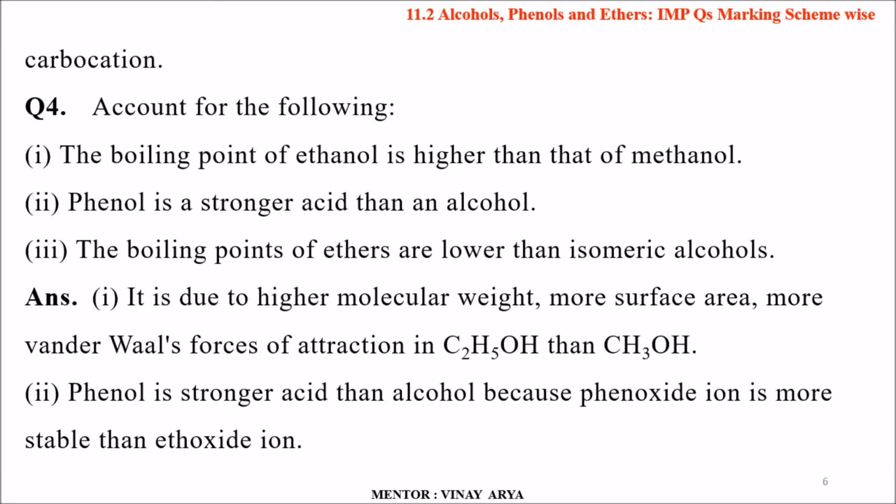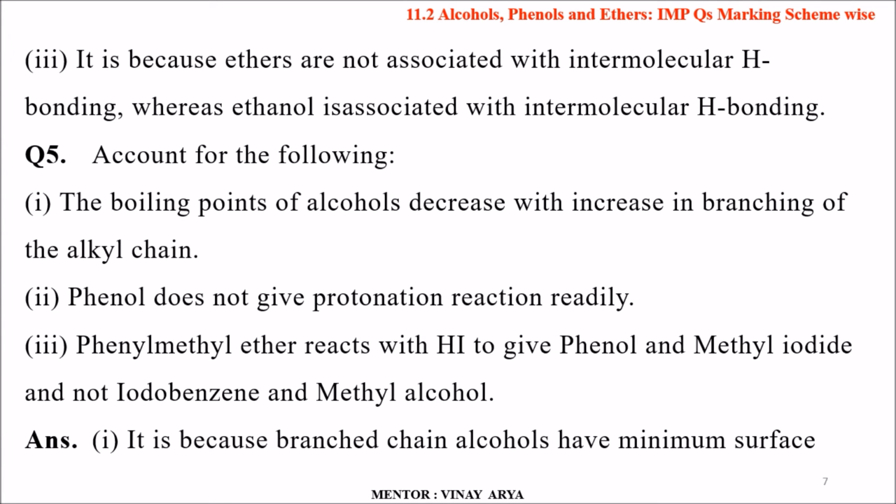So the answer to the first part is due to the higher molecular weight, more surface area, and more van der Waals forces of attraction in C2H5OH than CH3OH. Second, phenol is a stronger acid than alcohol because the phenoxide ion is more stable than the ethoxide ion. Third part is because ethers are not associated with intermolecular hydrogen bonding, whereas ethanol is associated with intermolecular hydrogen bonding.